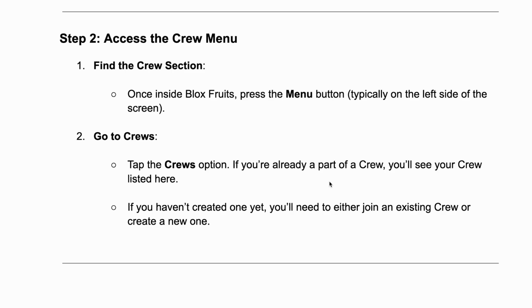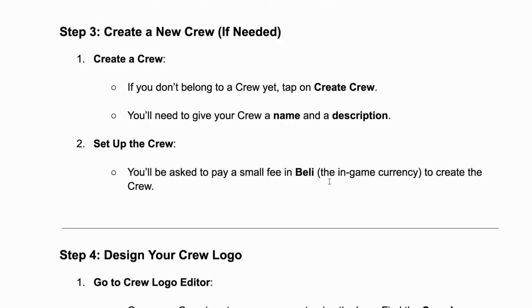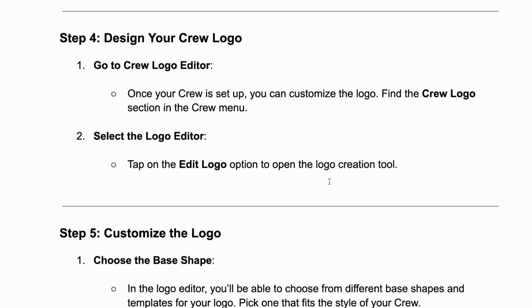Go to crews. Tap the crews option. If you're already a part of a crew, you'll see your crew listed here. If you haven't created one yet, you'll need to either join one or create a new one. If you're creating a new one, just tap create crew and you'll need to give your crew a name and a description. Then you'll be asked to pay a small fee in BLI, which is the in-game currency, to create the crew.